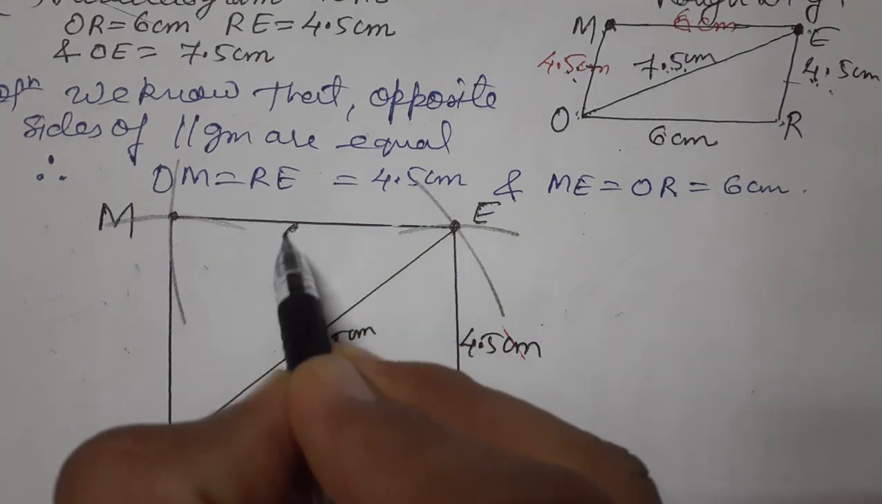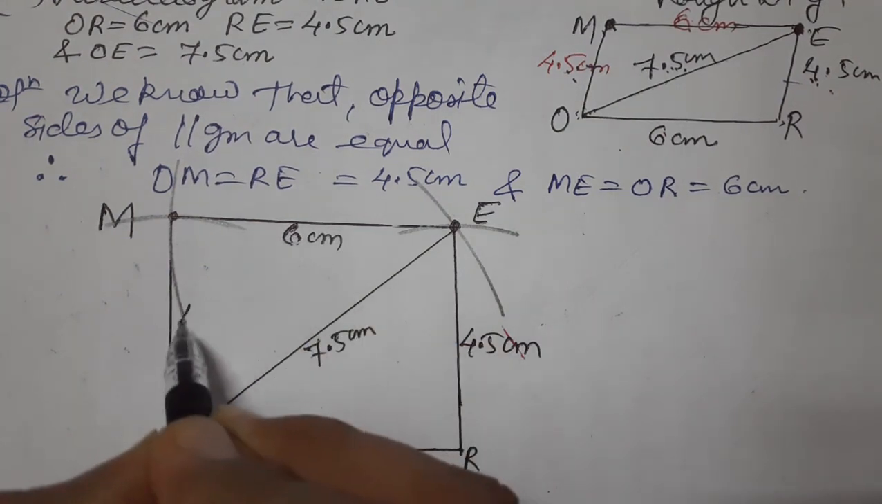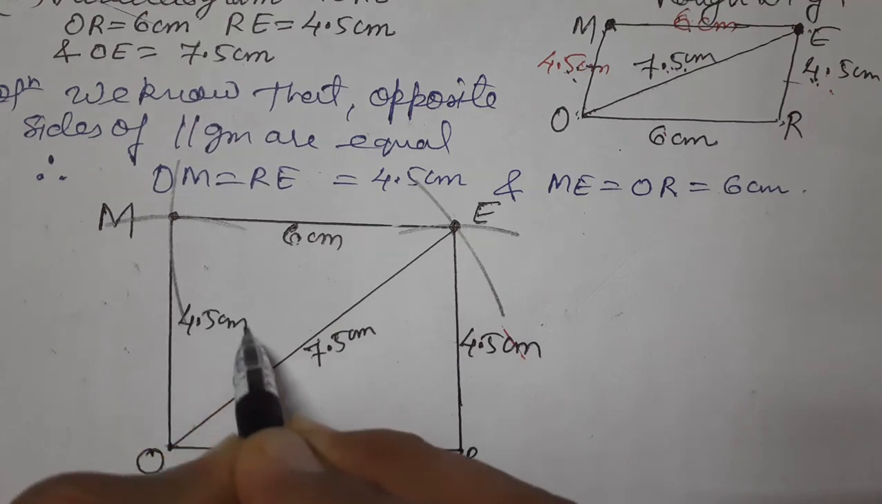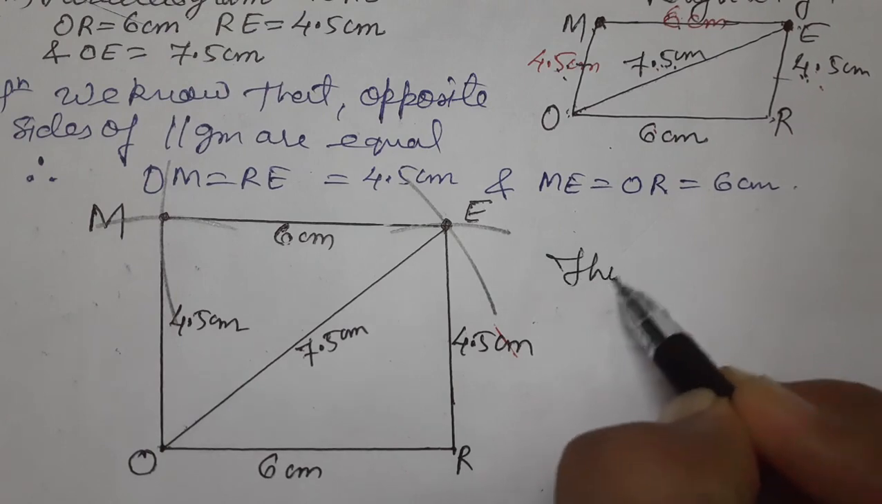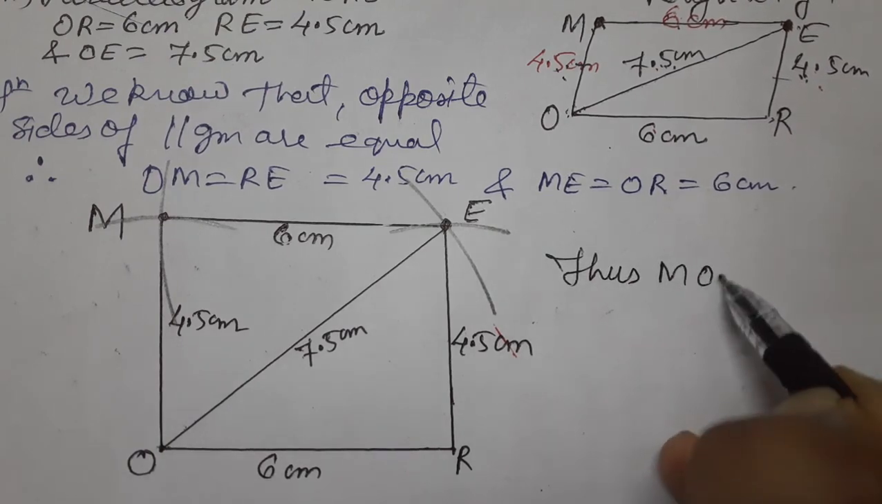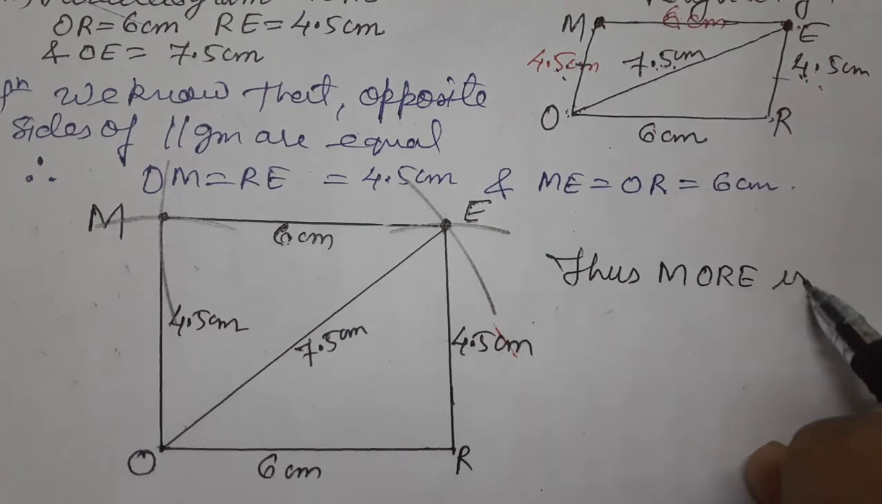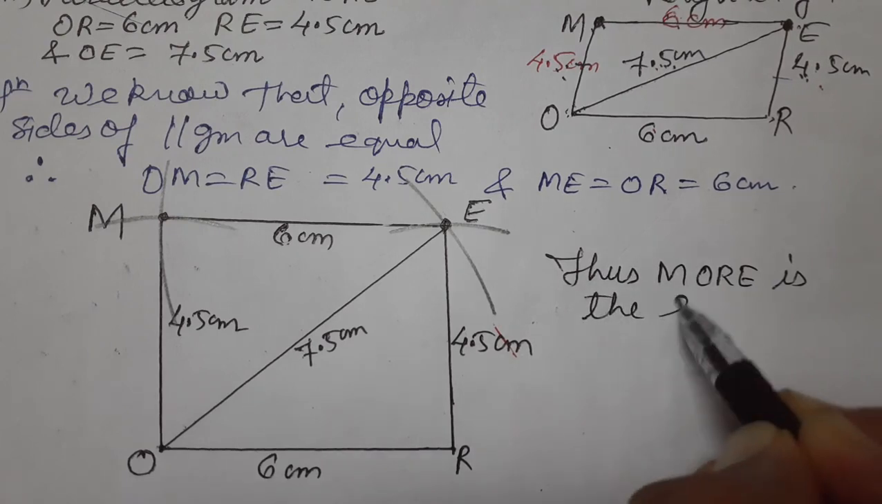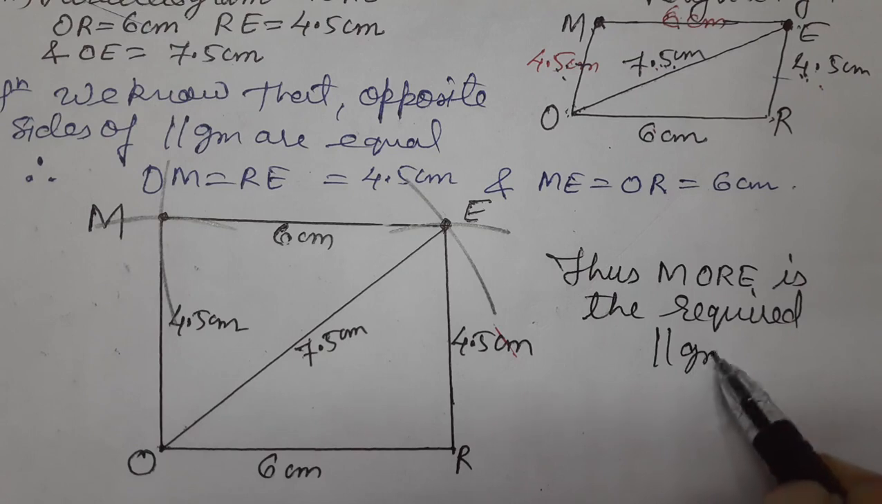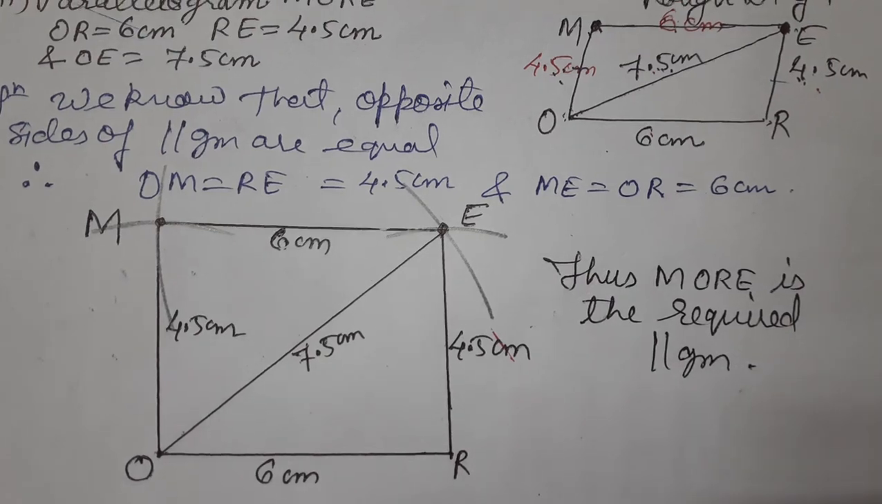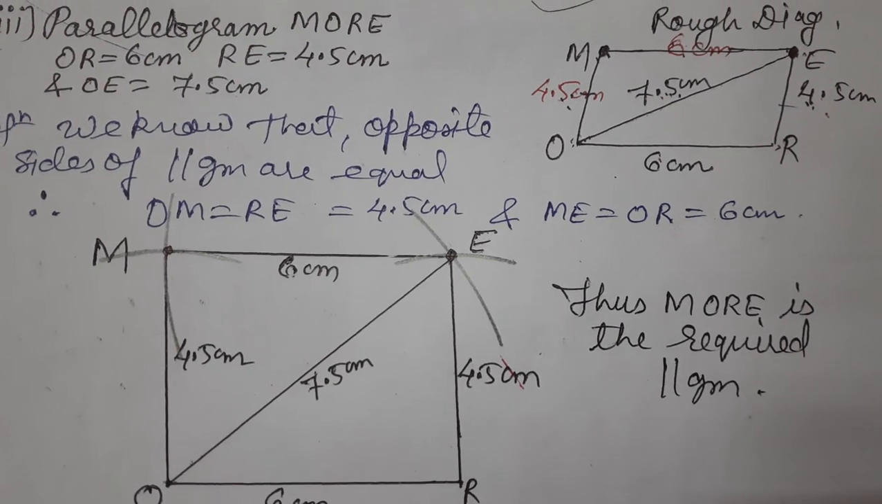Label it: this is 6 centimeter and this is 4.5 centimeter. So thus we can write, OREM is the required parallelogram. Clear, children? Now we'll do the fourth and last part of it.